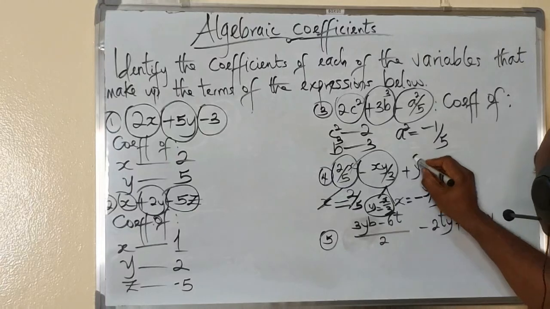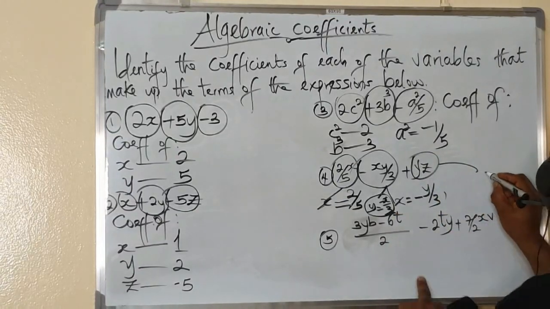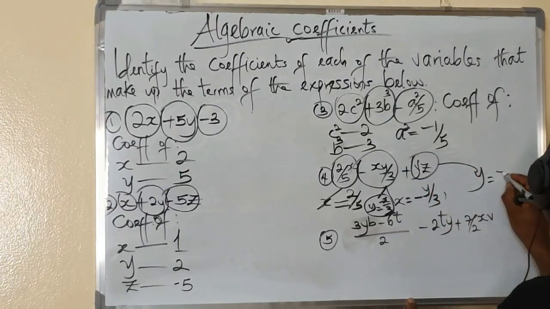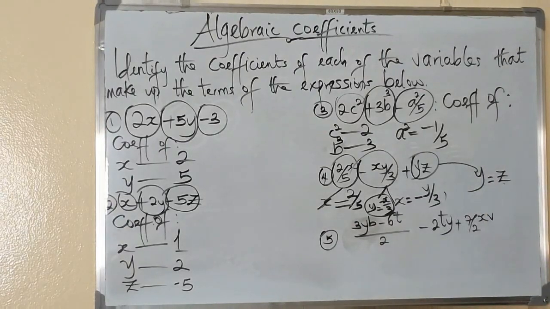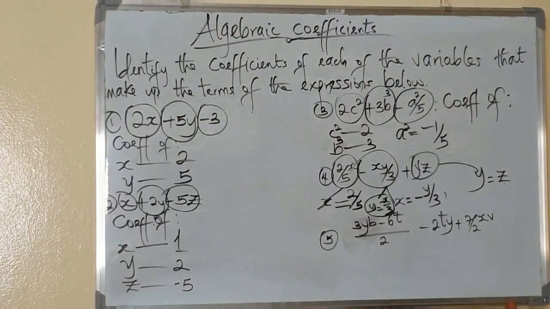Now let's go to the last case, which is yz. They are all positive, so this is easy. The coefficient for y in this term will be z, and the coefficient of z will be y on the other hand, because they are the only two things we have. y times z is yz. Therefore, each of the variables serves as a coefficient to the other.